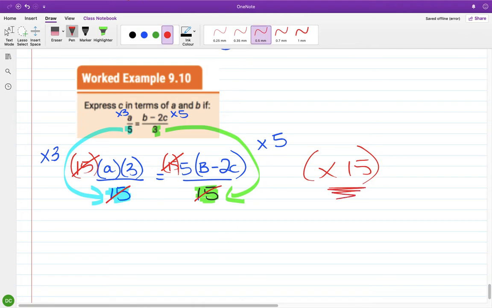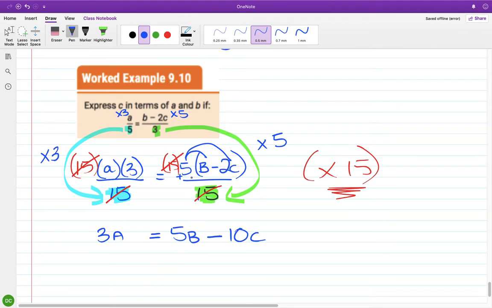Okay, so I have a by 3, which is 3a, and the 15 is gone. I have my equals, and then this is going to have to be done distributively. So 5 by b is 5b, and this 5 is positive, so plus by minus, different signs give me minus. 5 by 2 is 10, and then I have a c.